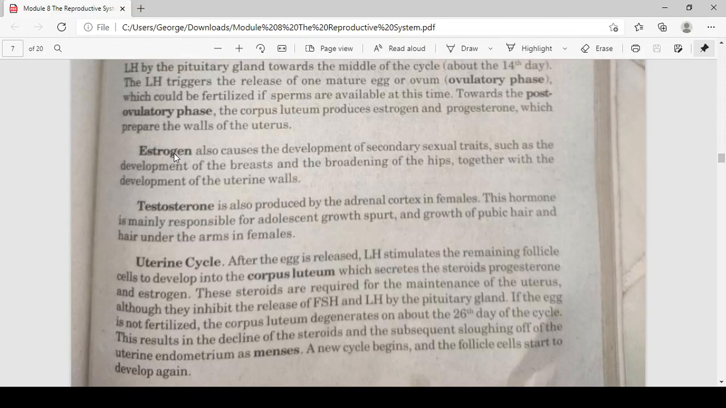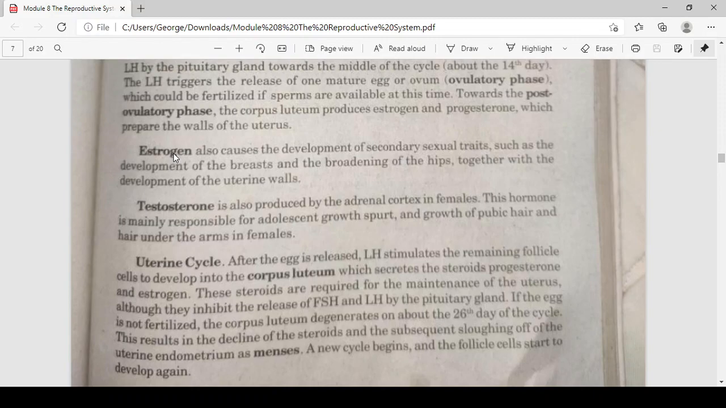Next, testosterone is also produced by your adrenal cortex in females. This hormone is mainly responsible for the adolescent growth spurt. Kids, around the time of your menstrual cycle, girls are usually taller than boys. So at the onset of menstruation, they experience a growth spurt from testosterone, and also the growth of pubic hair and underarm hair in females. So kids, you can tell a girl has a lot of testosterone if she grows a lot of underarm hair. You can tell it is low if she has no underarm hair. But the main female hormone in females is your estrogen.